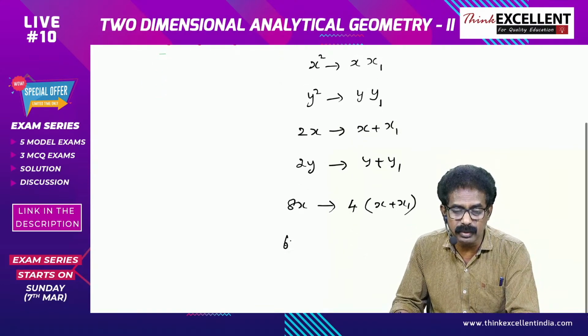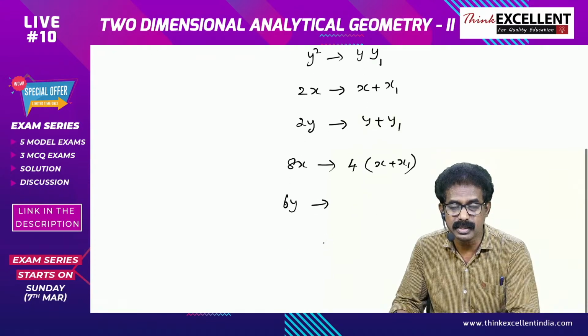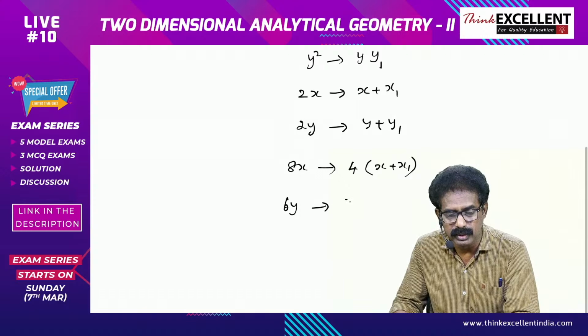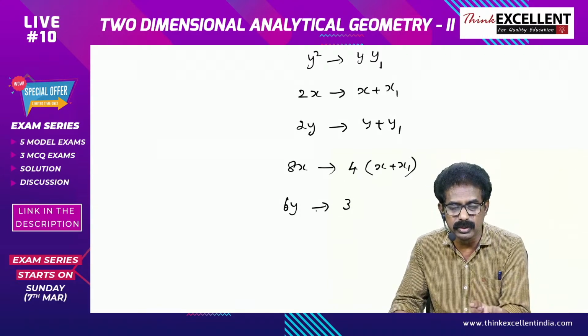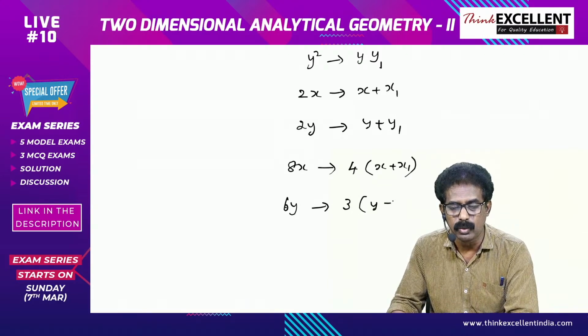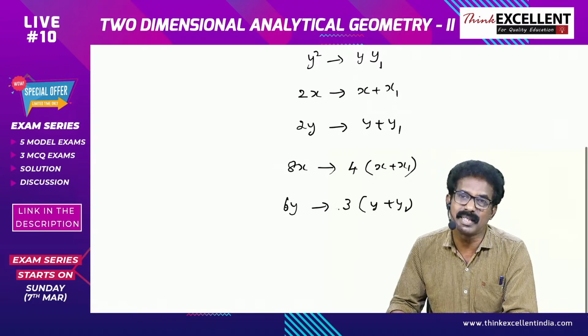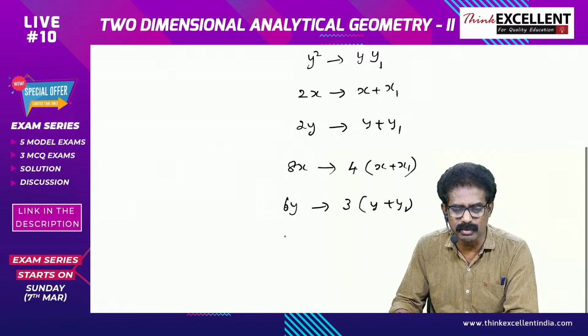If 6y comes, what will you write? 6 we can write as 2 into 3, right? 2 threes are 6. So 3 into 2y, and that 2y becomes y plus y1. Some students are asking, sir, what if 7 comes? Yes, I can read your mind.